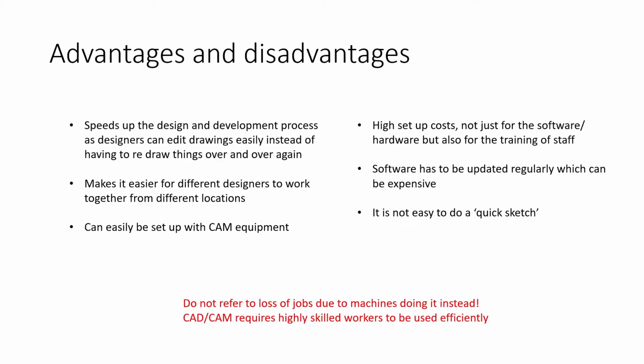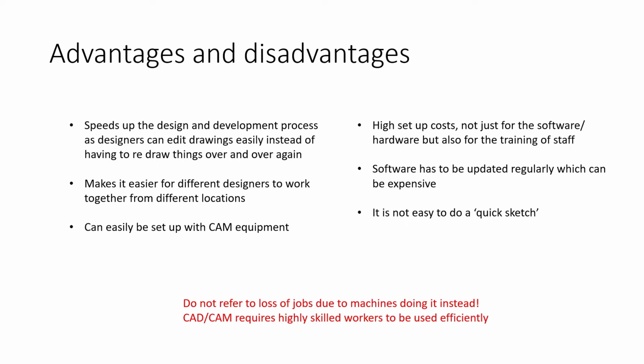Okay, so advantages and disadvantages. First of all, as I said down here in big red, don't refer to loss of jobs due to machines doing it instead. It's not like robots are taking over the world. This isn't the real life Terminator. They're not taking our jobs. What it's doing is producing different styles of jobs. So rather than having a skilled craftsman making a certain thing, there might be a new machine that can do that job, but you still need to have a person that can use that machine. So it's creating a different set of skills and a different sort of job that didn't used to exist.